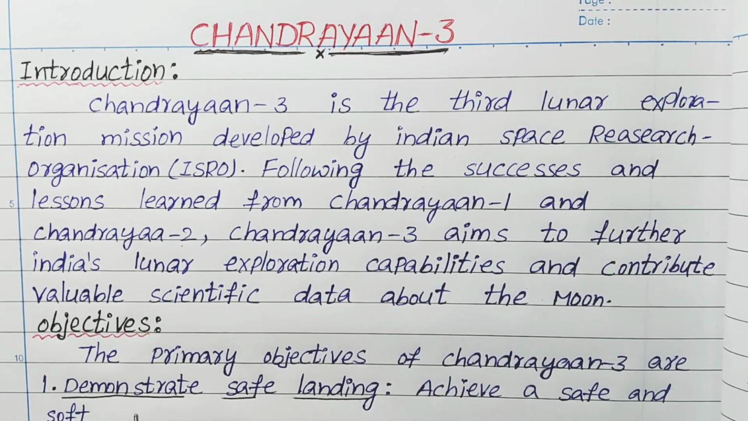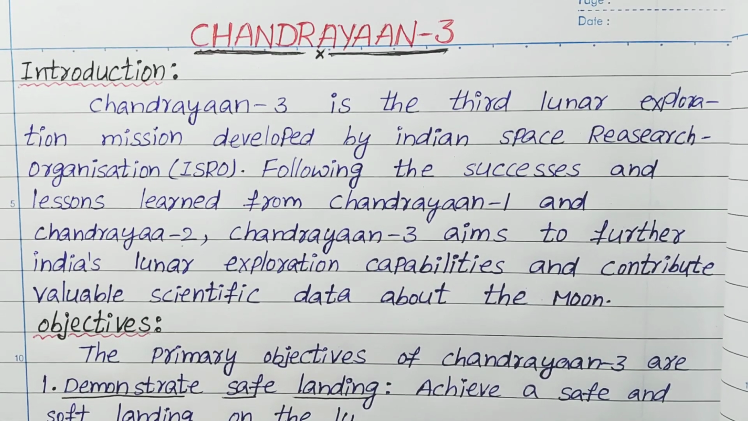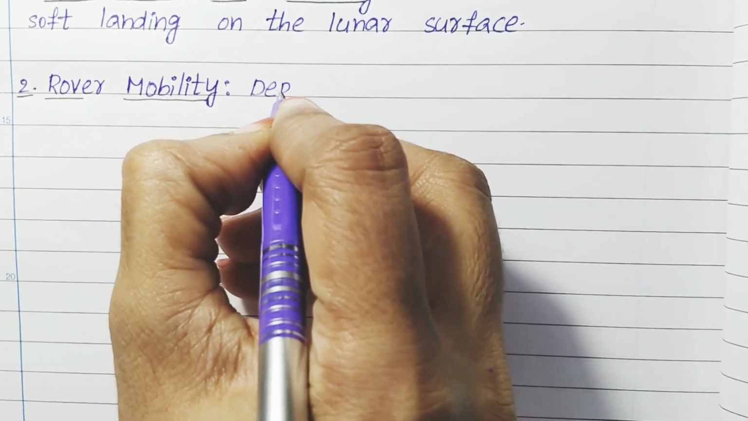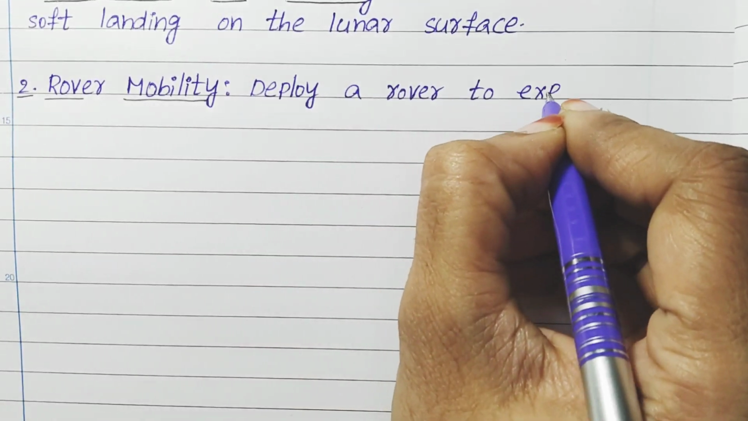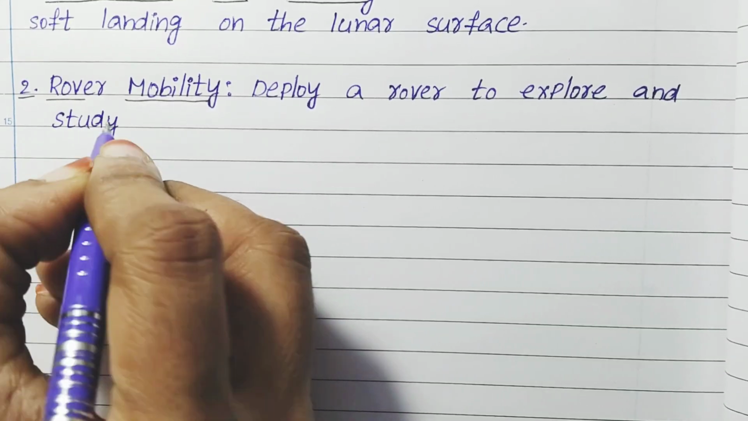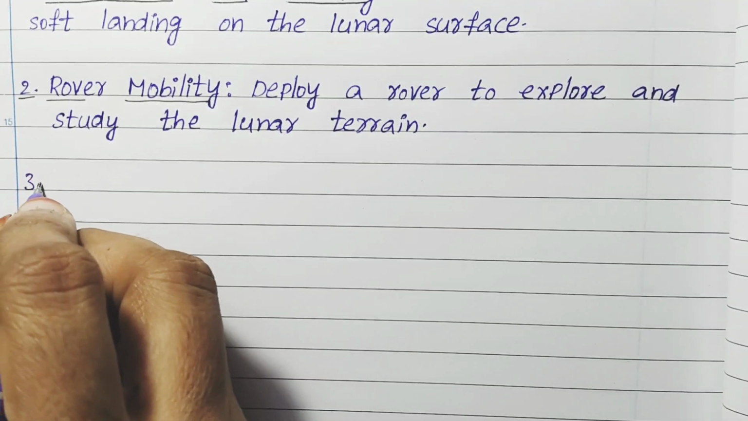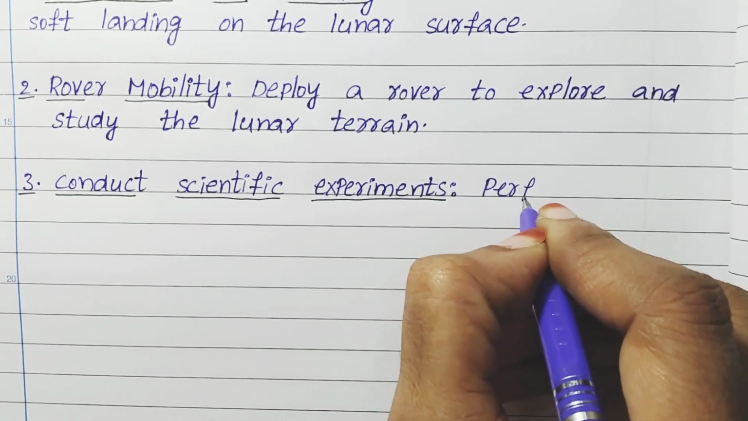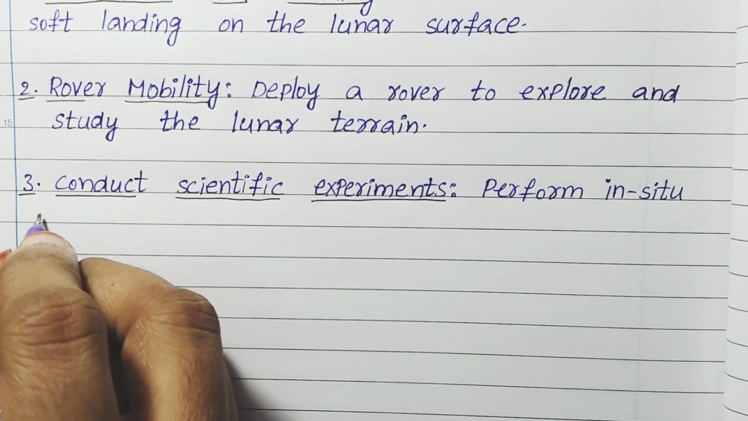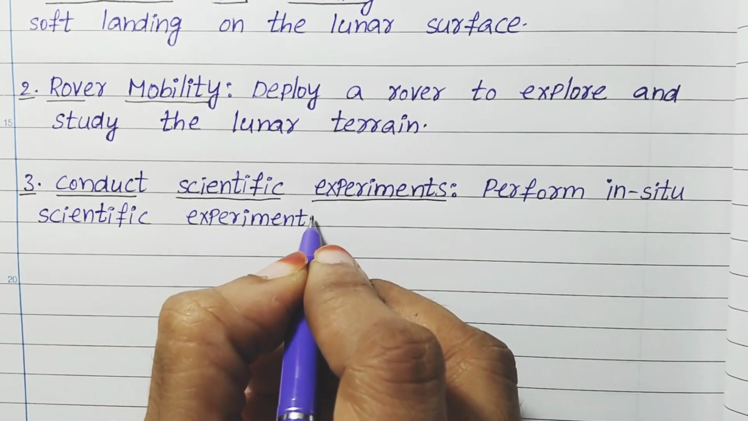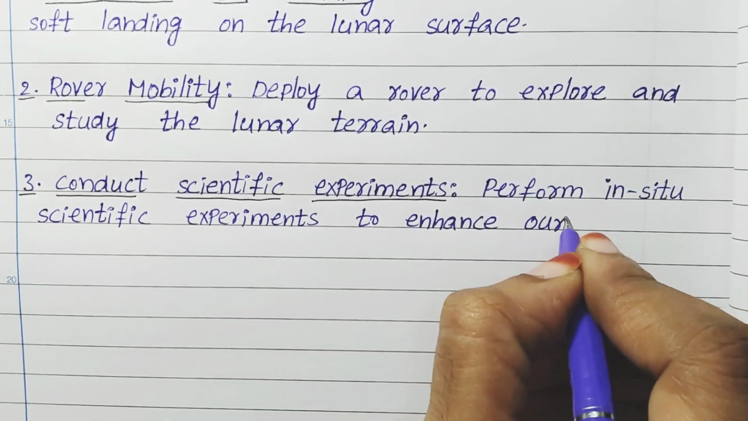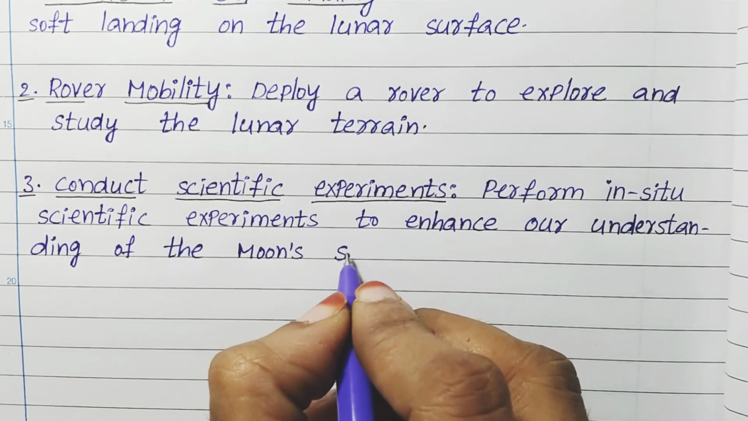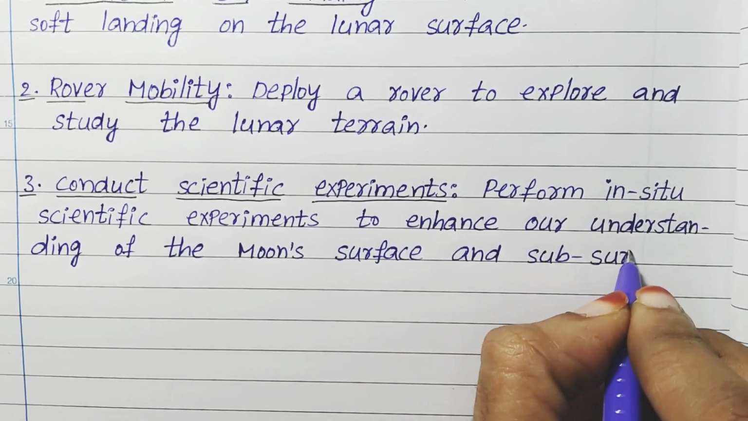Objectives. The primary objectives of Chandrayaan 3 are: demonstrate safe landing, achieve a safe and soft landing on the lunar surface; rover mobility, deploy a rover to explore and study the lunar terrain; conduct scientific experiments, perform in situ scientific experiments to enhance our understanding of the moon's surface and subsurface.